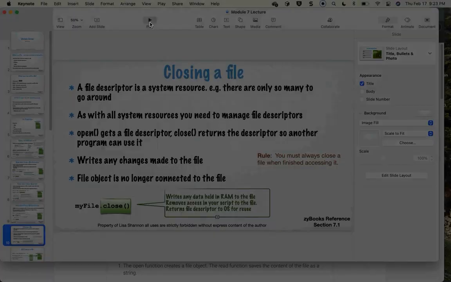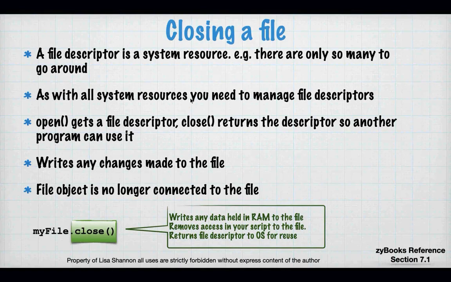Let's go to this one. Okay. So closing a file. I know I've said a lot about close already, but I'm going to say a little bit more. A file descriptor, or file object more correctly, is a system resource, and there are only so many of them on any file system. Now, I can't tell you how many of them there are on a file system, but they are a limited resource. As a limited resource, you need to make sure that you manage your resources well.